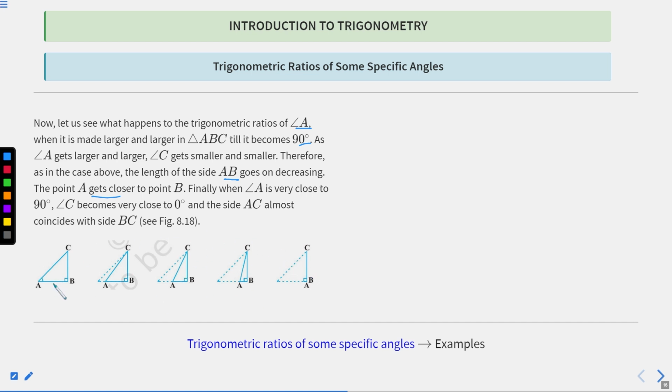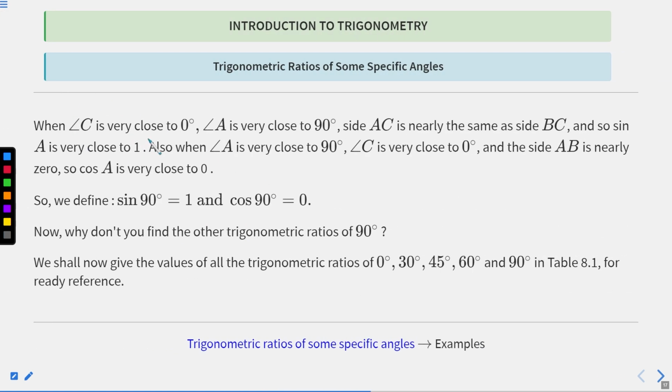Okay, so here when angle A is made larger and larger in triangle ABC, then the point A will almost be equal to the point B. So in that case angle C becomes very close to 0 degrees, and the side AC almost coincides with the side BC. Okay, so when angle C is very close to 0 degrees, then angle A is very close to 90 degrees. Side AC is nearly the same as side BC. Okay, and so sin A is very close to 1.